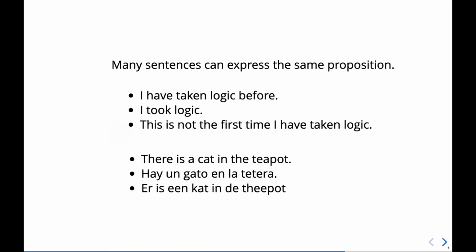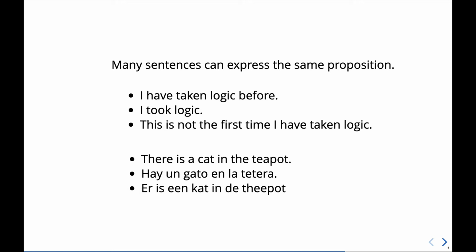Another type of example would be using different languages. So there is a cat in the teapot. That's a sentence in English. It makes a claim. And these two sentences right here, written in Spanish and Dutch, they also make the same claim. They express the same proposition. They are just written in different languages. So many sentences can express the same proposition.